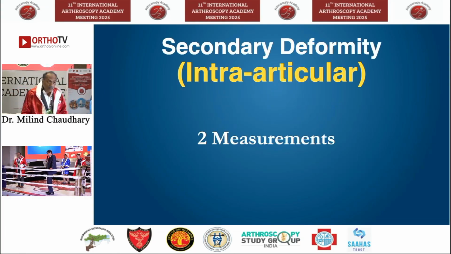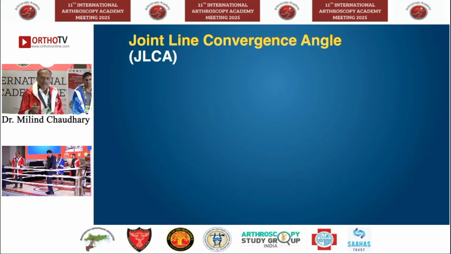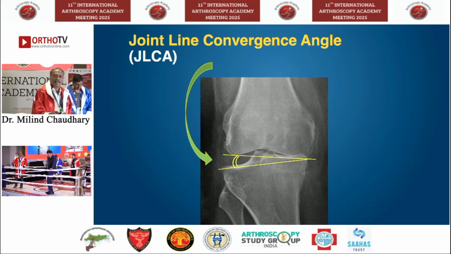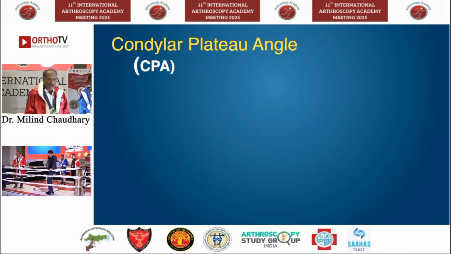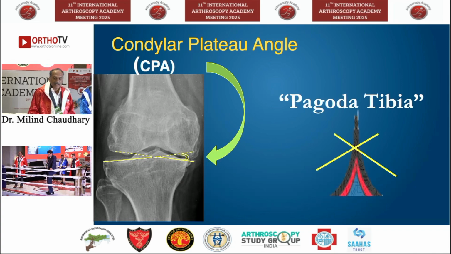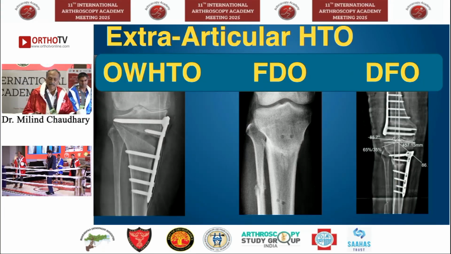What we haven't seen so far, the entire orthopedic fraternity, is the secondary deformity, or the intra-articular bony deformity, which is measured by two parameters. One is the joint line convergence angle, which is misrepresented in the European literature. It cannot be compensated by medial opening wedge. And the condylar plateau angle, which in its extreme form is the pagoda tibia, seen very commonly in Blount's disease in children in a very exaggerated manner, but very much seen in adults in a subtle way, which we are missing.